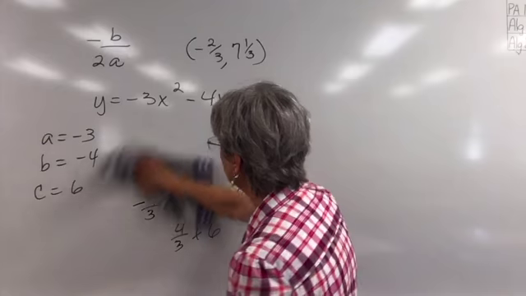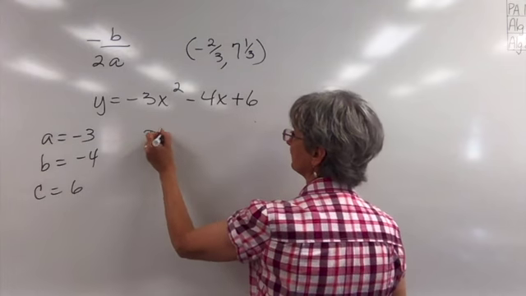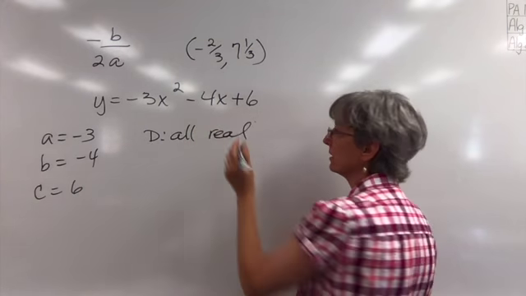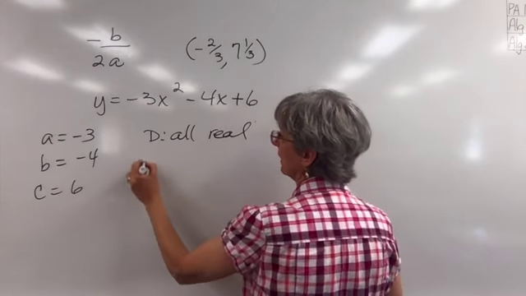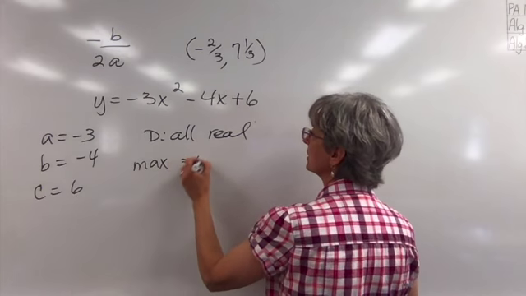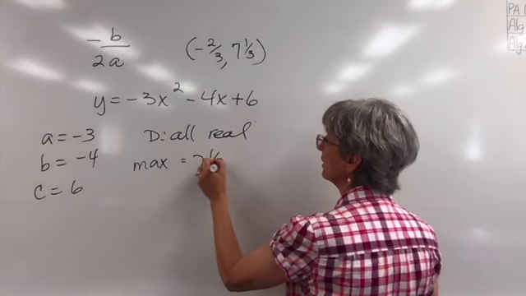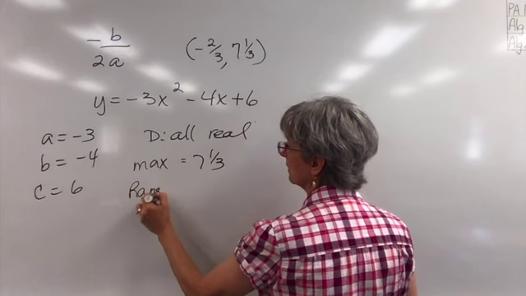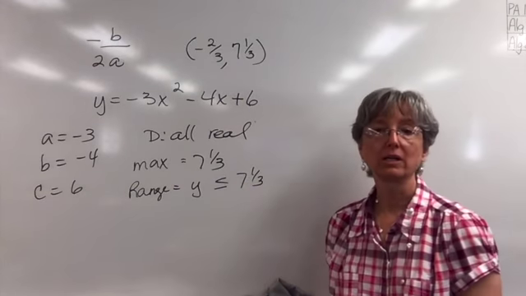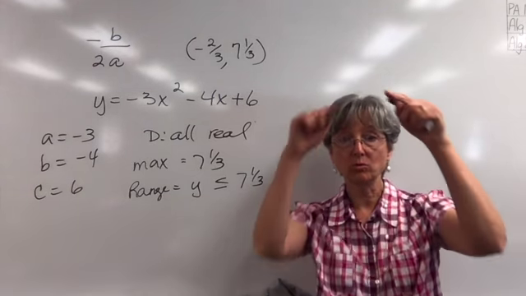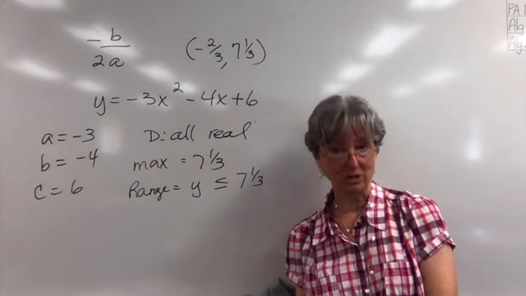If we're asked for the domain and the range, the domain is all real numbers, just like before, still left to right goes on forever, but it has a maximum because a is negative. And the maximum is 7 1/3. So our range is y is less than or equal to 7 1/3. When we graph it, our parabola will open down and our y's are everything from 7 1/3 down below.